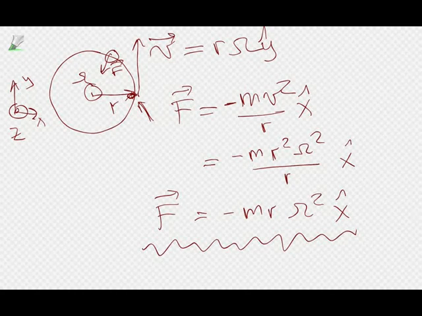This F has to be supplied by some interaction. A string, static friction, glue. You holding on to it, but that's just a string. Tendons are strings. Well, great, okay.